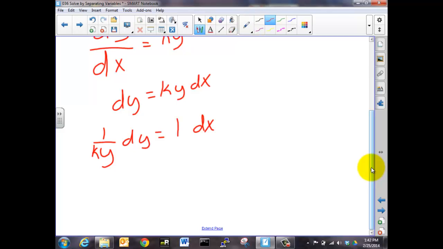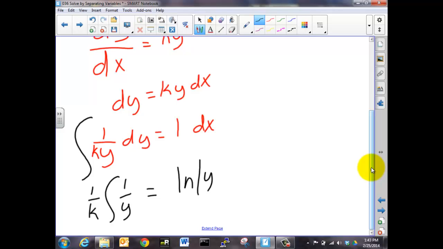All right, so now we're integrating. So what happens when we integrate? We can take out a 1 over k. So we're 1 over k, integral of 1 over y. What does that become for us? ln of y with a 1 over k out in front, right? What does this other side become? x plus a c, right?